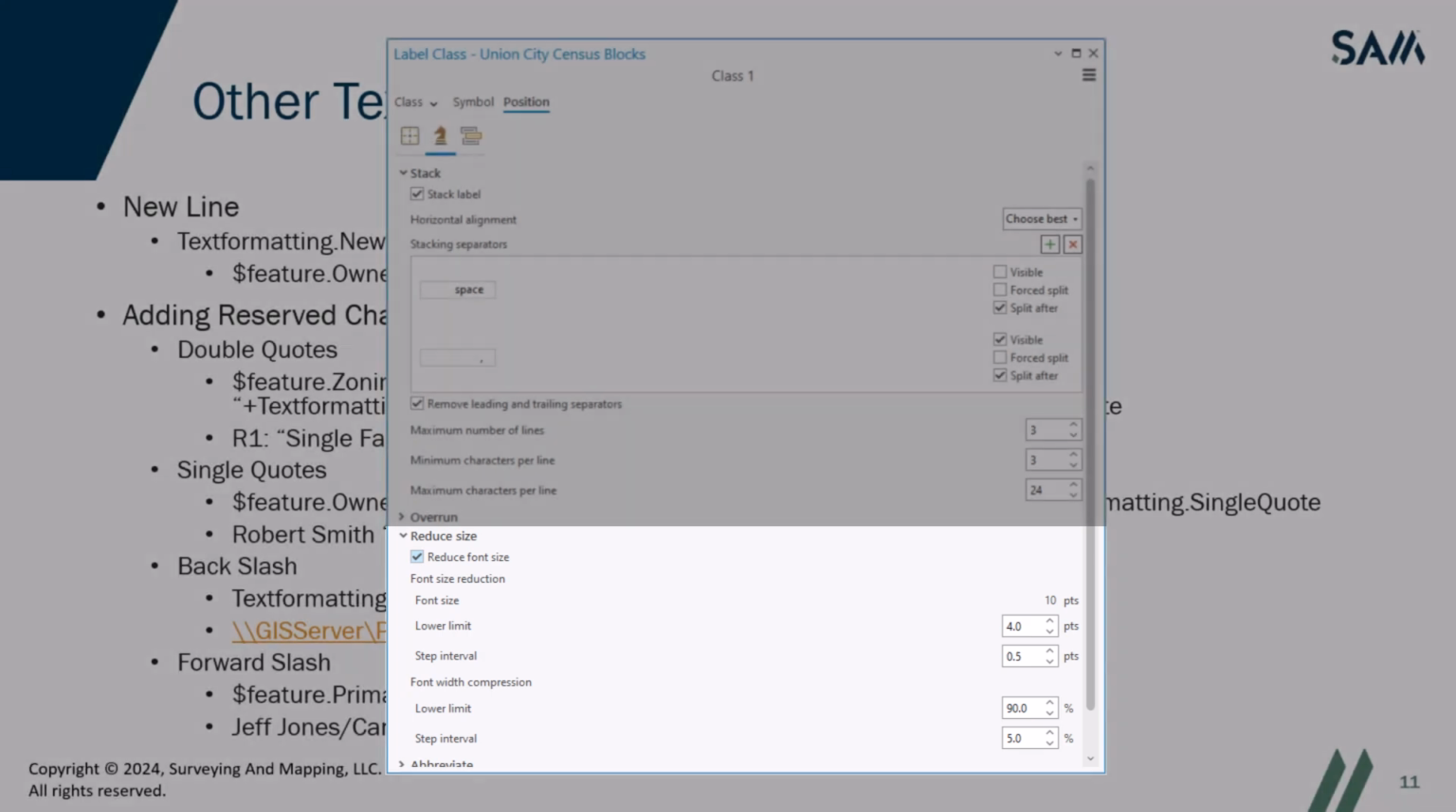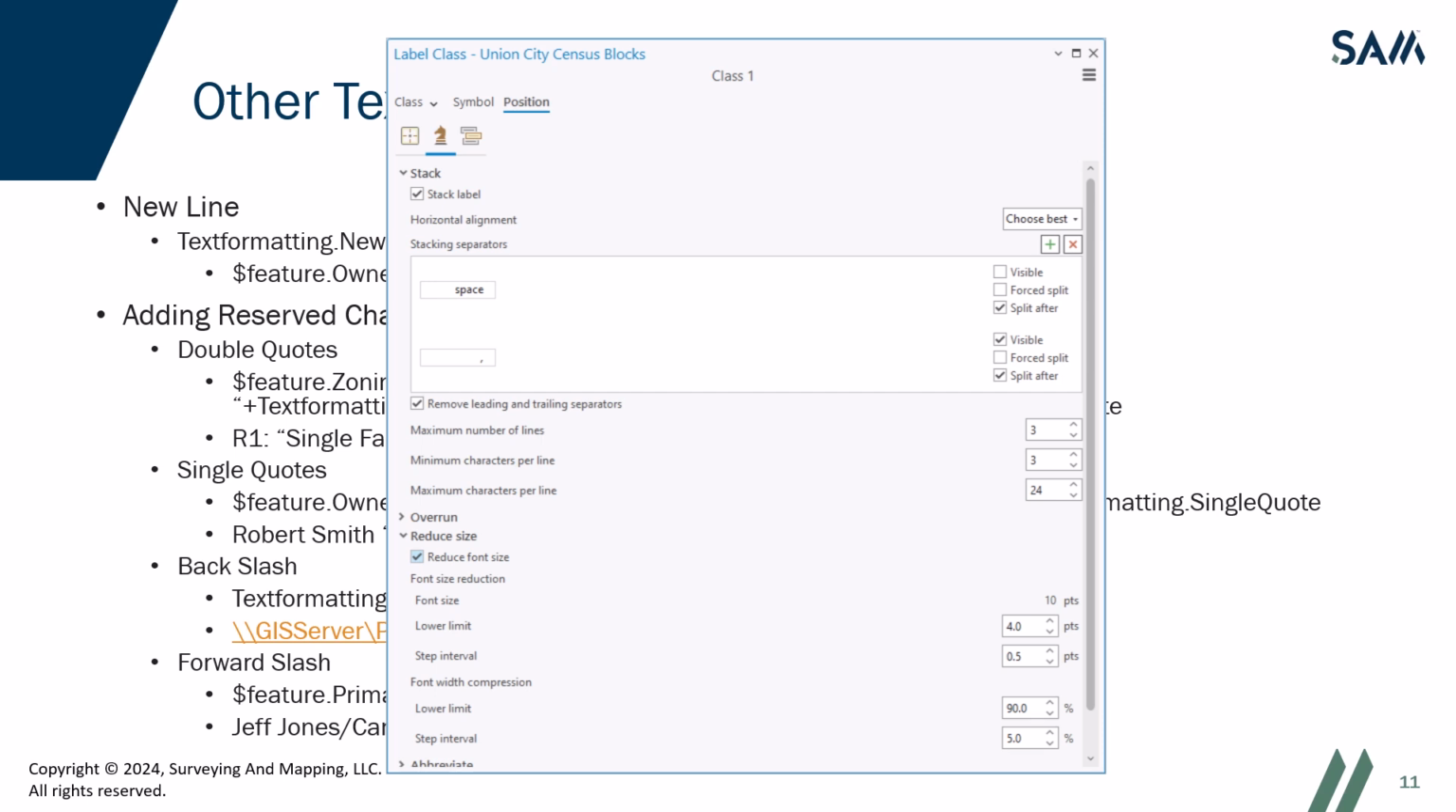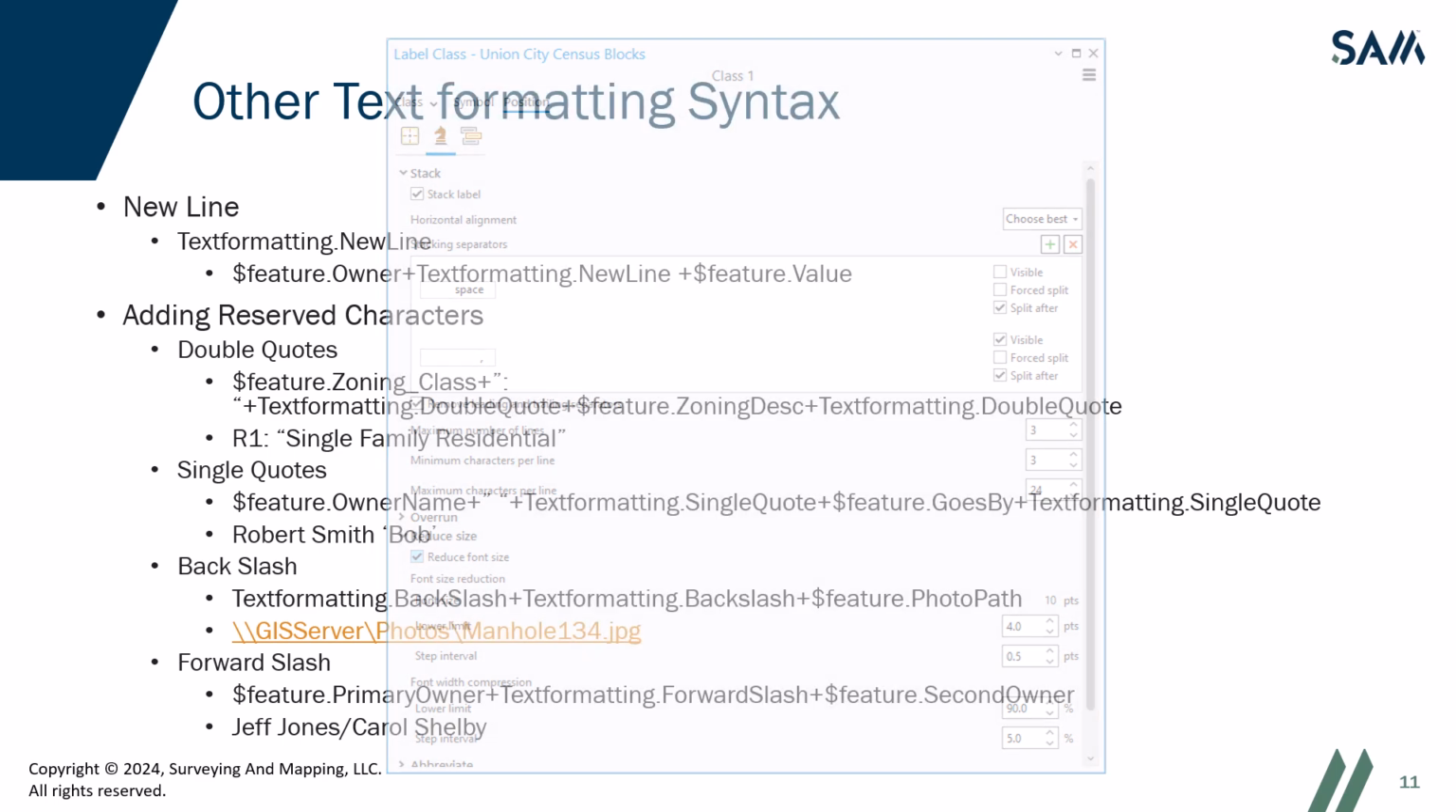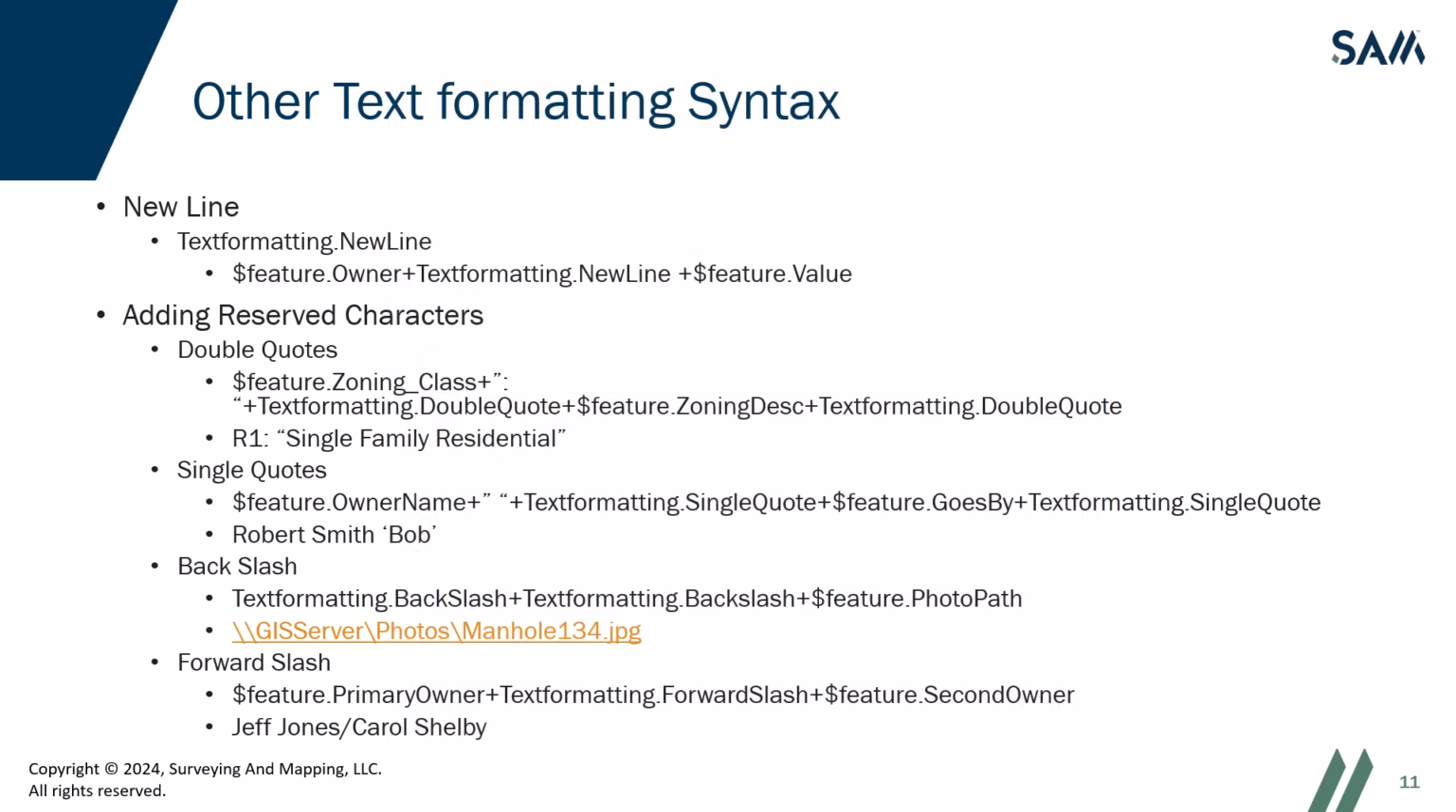And these settings with that Maplex label engine can, or will, I should say, override your Arcade expression. So if you create an expression, especially for labeling, and say, for example, you do use this TextFormatting.NewLine capability, if you notice that the label isn't splitting into a separate line where you put it in your expression, there's a very good chance that the Maplex label engine is overriding that because of some settings that it has.